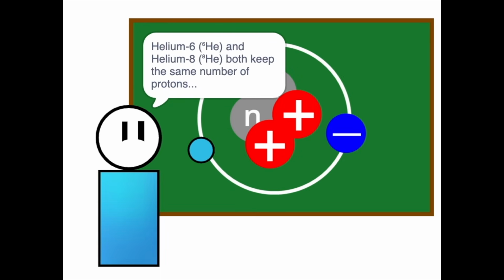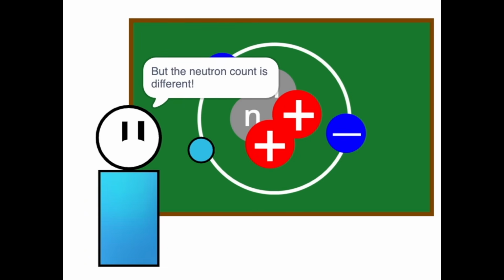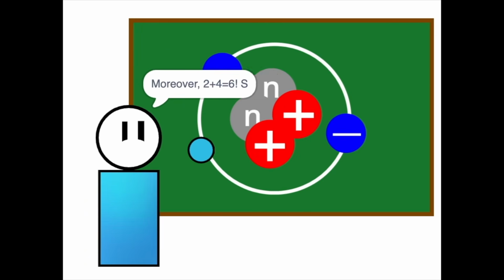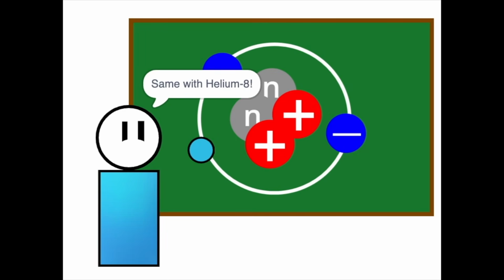Helium-6, 6He, and helium-8, 8He, both keep the same number of protons. But the neutron count is different. Moreover, 2 plus 4 equals 6, so helium-6 is really saying 2 protons and 4 neutrons. Same with helium-8. What a breakthrough!